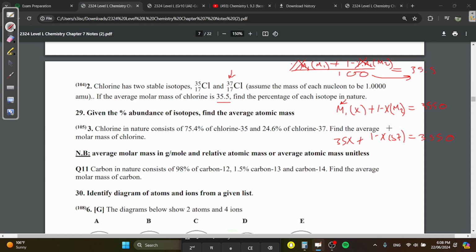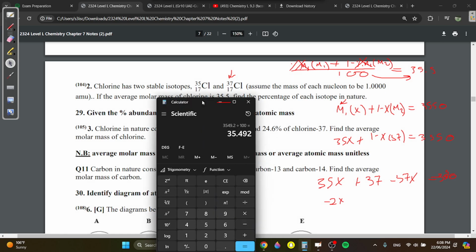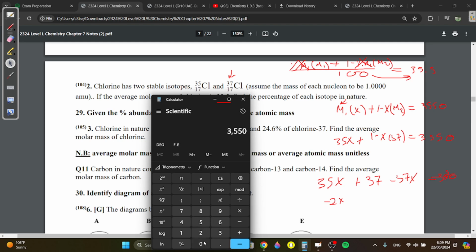So now you just have to do a bit of math. Just distribute the 37 into 1 minus x. You're going to get 35x plus 37 minus 37x equals 35.5. 35x minus 37x is going to be minus 2x. Take 37 to the other side. I'm just going to do this on the calculator. 35.5 minus 37 divided by 2.